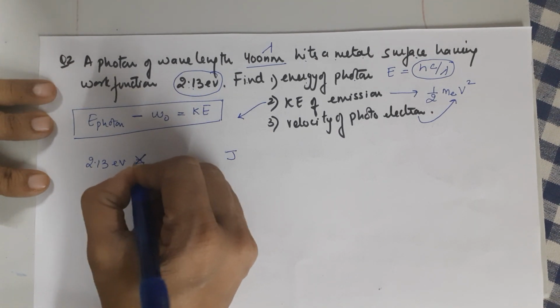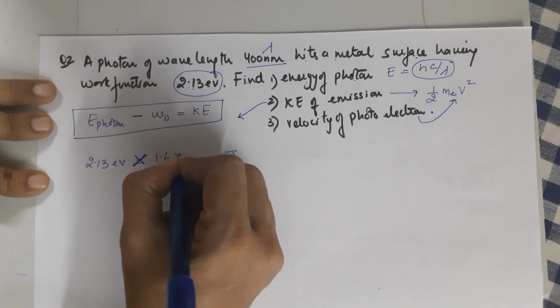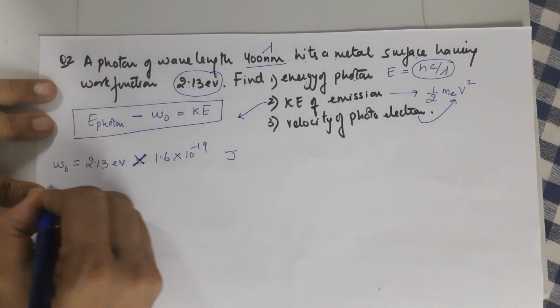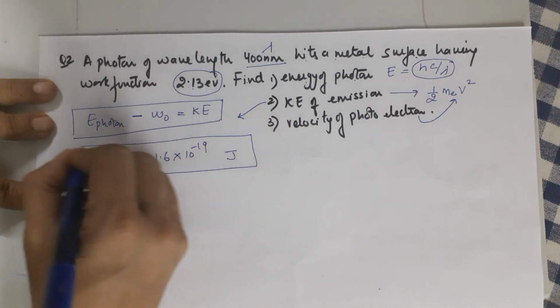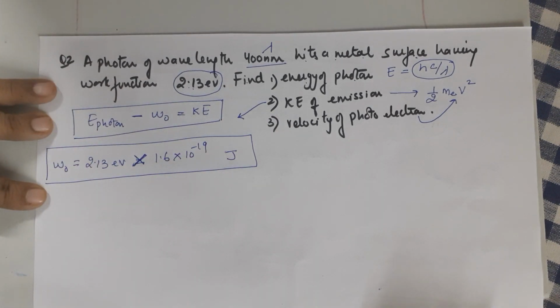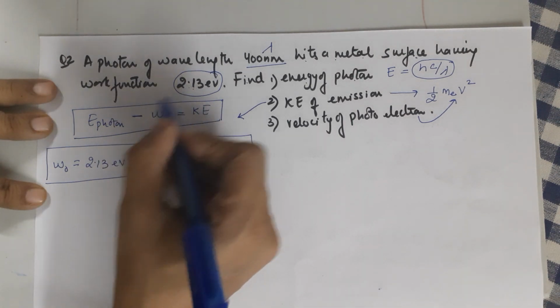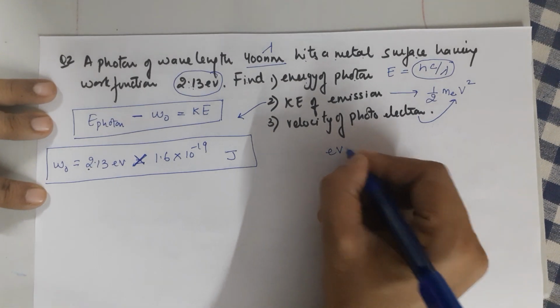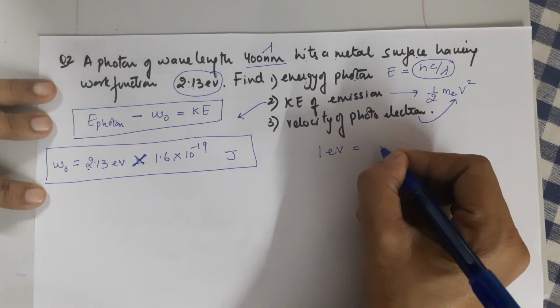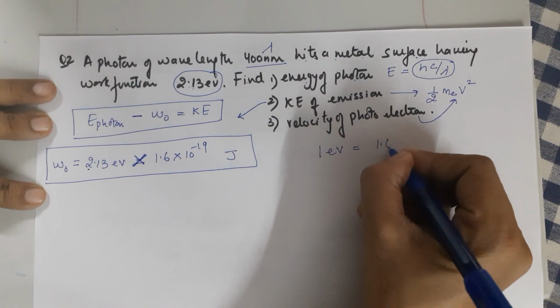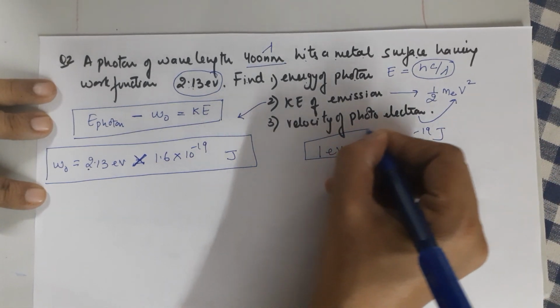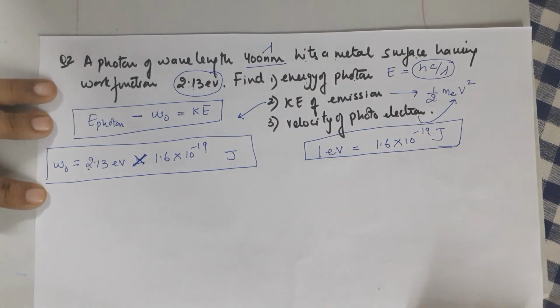Fine. Let's begin. Now, the work function is given as 2.13 eV, which can be changed into joules by multiplying it by the charge of electron, which is 1.6 into 10 to the power minus 19. So I am finding the work function in joules first, because I will be solving it in joules. So your 2.13 is the work function. Change the work function into joules. You have to change 1 eV, which is equal to 1.6 into 10 to the power minus 19 joules. So this you can use to convert your electron volt into joules.